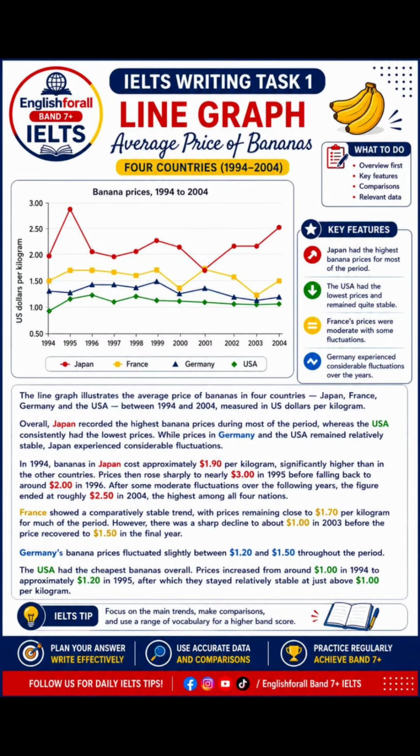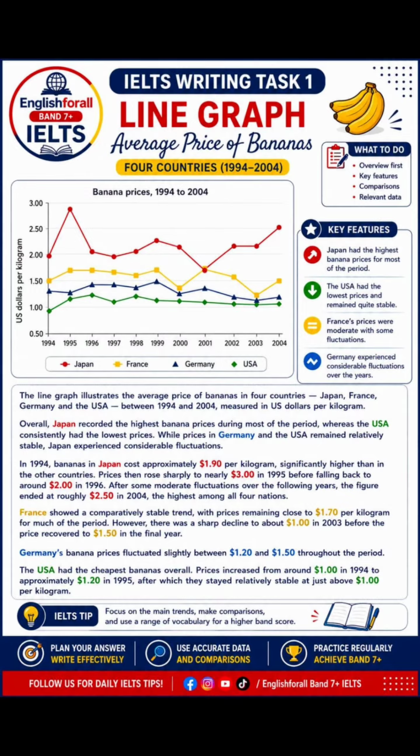And again, they have given some information as well: they are talking about 4 countries, and they have given you the dates as well, the years 1994 till 2004. So they are going to talk about the average price of bananas in 4 countries between the period 1994 to 2004. So that is the information that they have given you.